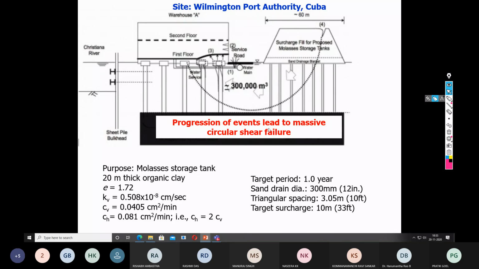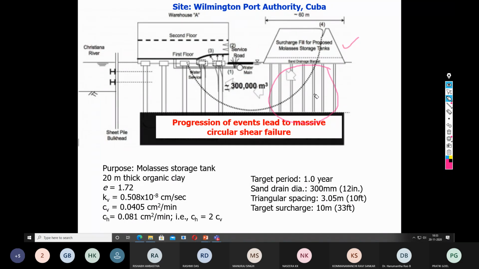So there is a wonderful case study. This is one case study I came across. There are several case studies. Here, a designer has designed the ground improvement by stone column. This is at Wilmington Port Authority, Cuba. You can see this is the sand drain, and this is the area that the engineer wished to improve by the sand drain technology.